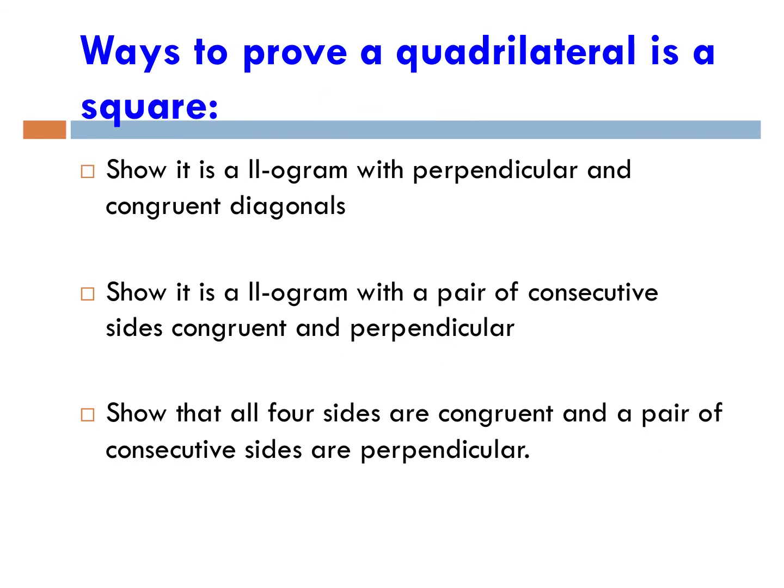And so here, to prove that it's a square, you would show that it's a parallelogram with perpendicular and congruent diagonals. You could show that it's a parallelogram with a pair of consecutive sides that are congruent and perpendicular, or you could show that all 4 sides are congruent and a pair of consecutive sides are perpendicular, so 90-degree angles in the corners. So it's always going to have to be more than just going through one time like we did with just parallelograms. We could just find the 4 side lengths and that was good enough. Now we're going to have to go deeper. We're going to prove that it's a parallelogram and then some more stuff.